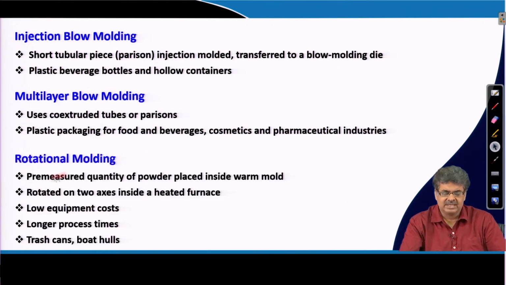Rotational molding, in this case a pre-measured quantity of powder sample is placed inside a mold and then rotated on two axes inside a heated furnace, and it has low equipment cost and longer process time, and products like trash cans and boat hulls can be made by this type of molding.